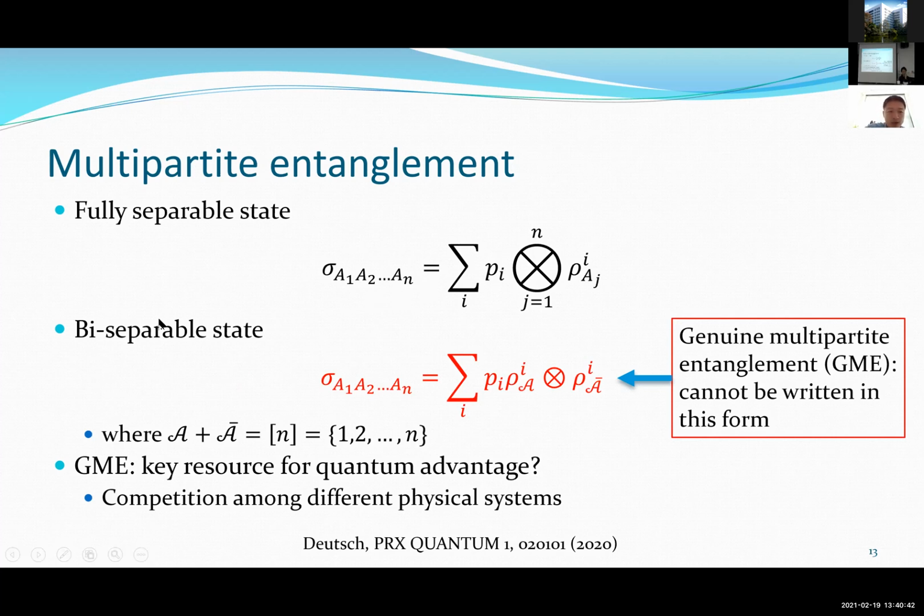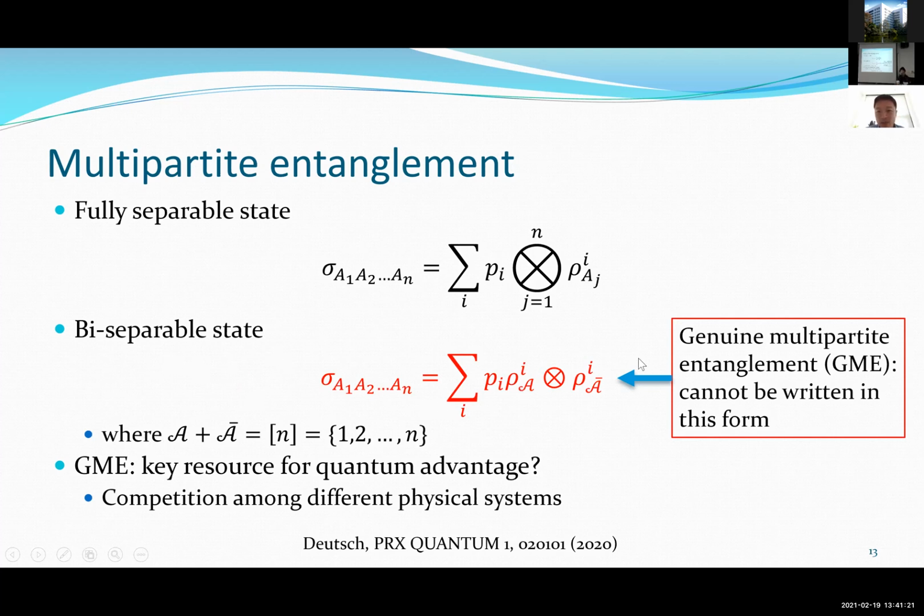Similarly, we can define the biseparable state, written in this form. Again, it's a product state. Basically we separate the M parties into A and A bar. This mathematical form means that A and A bar together form the full set of indices 1, 2, 3 to M. So you pick some parties for A, and A bar picks the rest. If it can be written in this form, we call it a product state. And if we have a linear combination of these, it's a biseparable state.